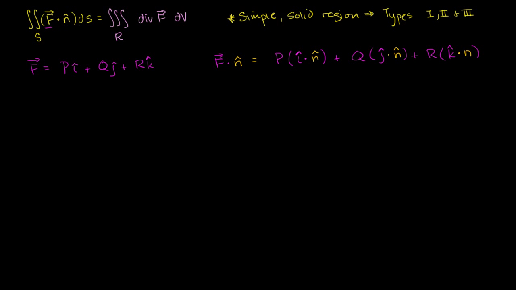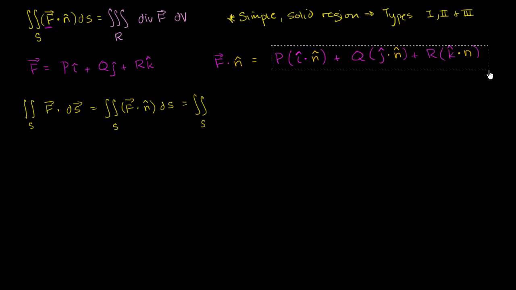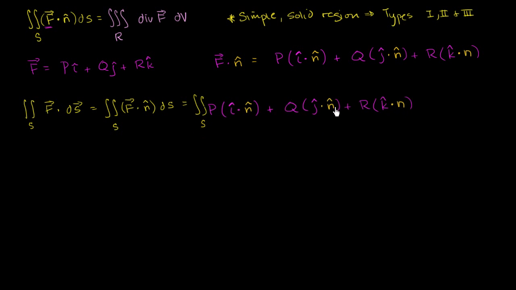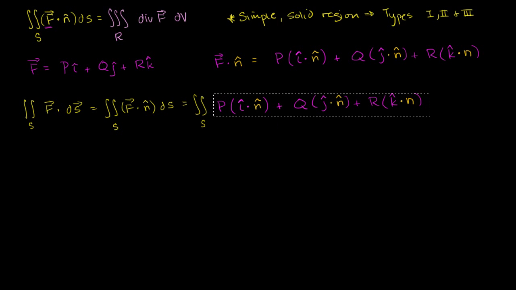Well, we can rewrite the left-hand side. So the surface integral of f dot dS, which is equal to the surface integral of f dot n times the scalar dS, is equal to the double integral over the surface of all of this business right over here. Let me just copy and paste that, all of that business. So all of that business right over there.